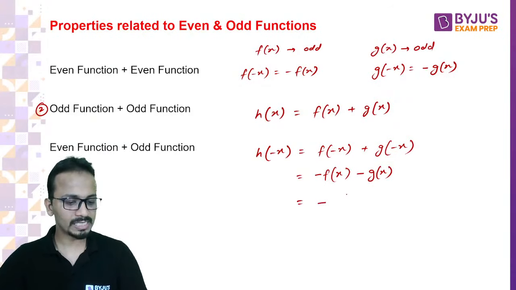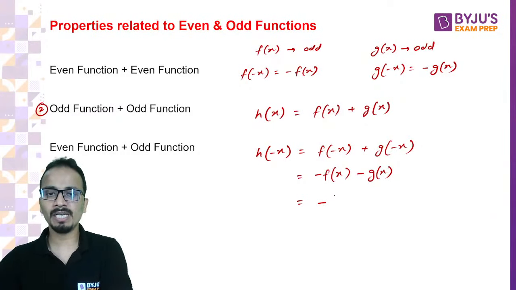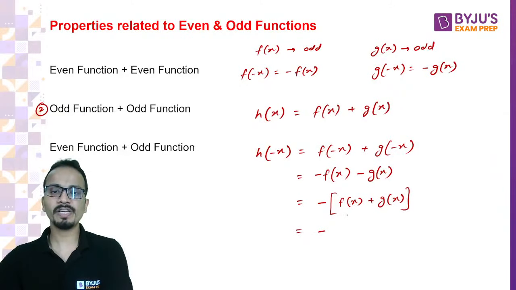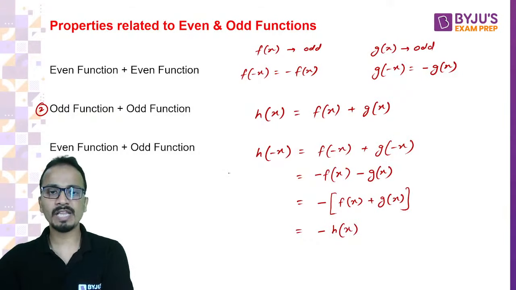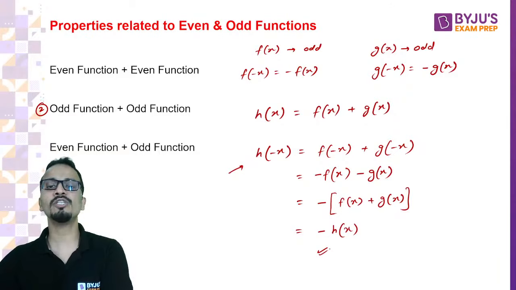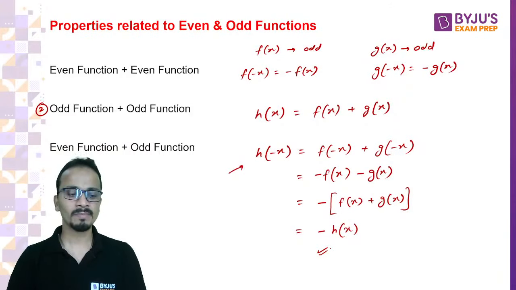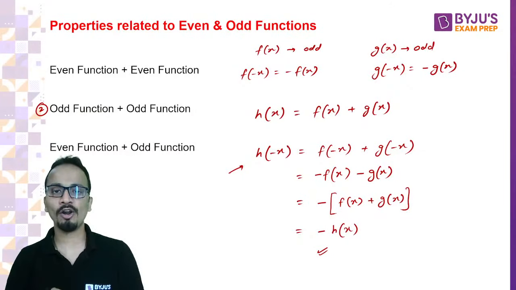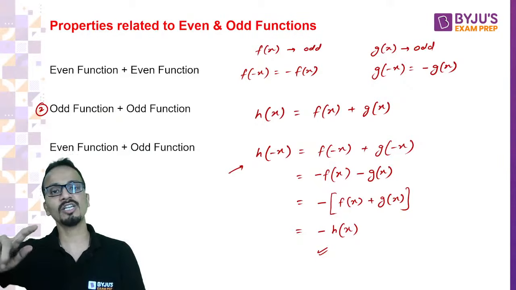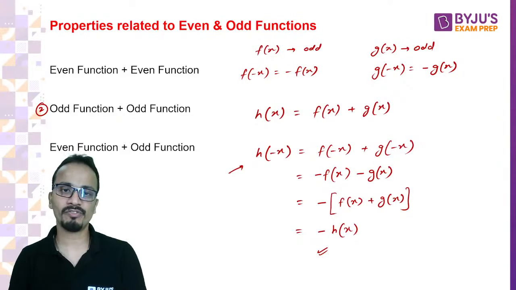So only Krupa has given the answer till now. So, taking the negative common, in the brackets I will have f of x plus g of x. Okay, and this can be written as negative of, now what was f of x plus g of x? It was hx. So I'll replace it with hx. So now I have proved that h of minus x is equal to minus of hx. So what will be the nature of hx? What will be odd function plus odd function? Odd function plus odd function will result in another odd function.